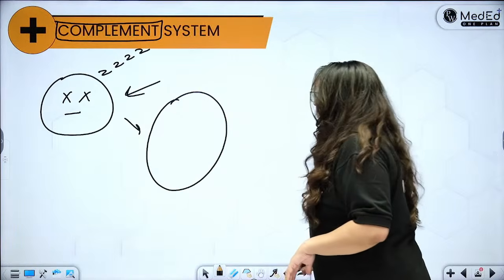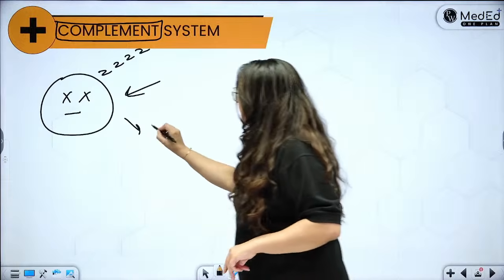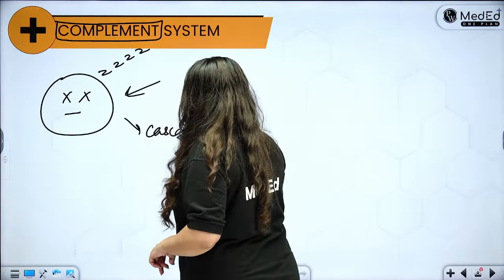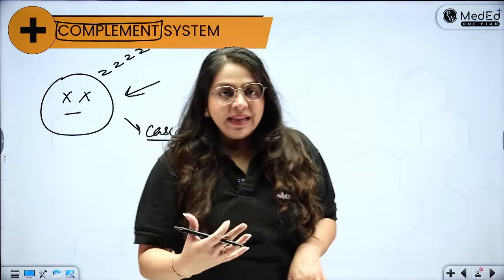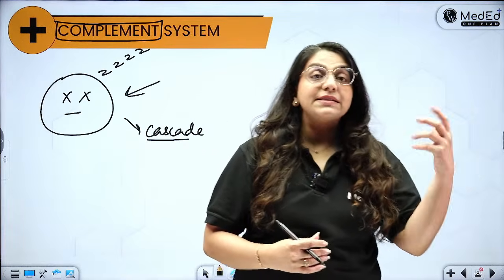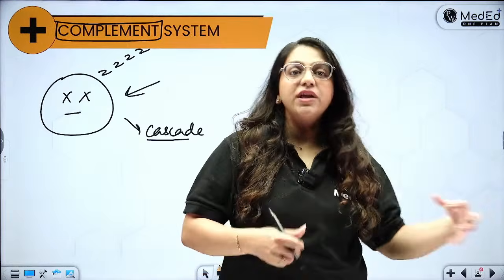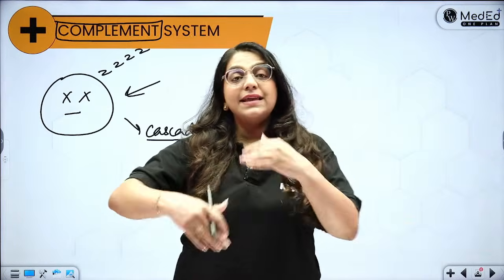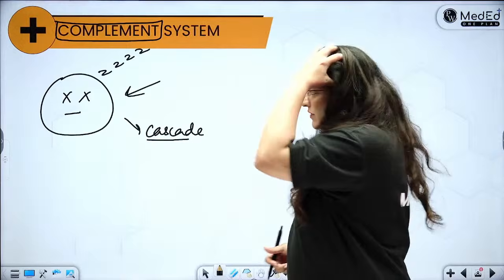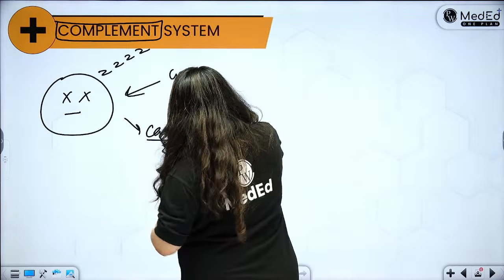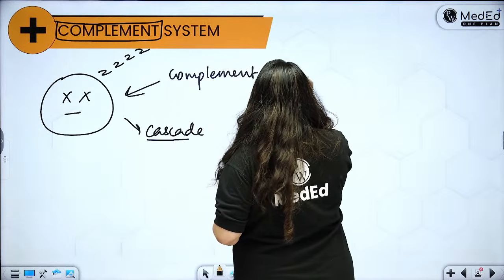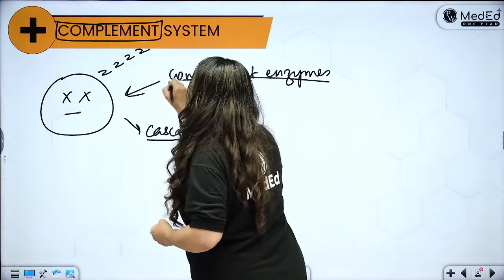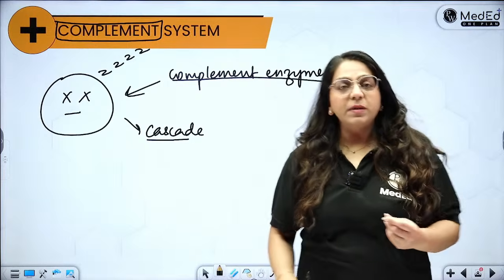What happens in complement activation? There is a cascade or waterfall effect, wherein inactive enzymes get activated and every enzyme activating the next step leads to a higher and larger reaction. It is like a chain reaction. So what are these complement enzymes? These are inactive enzymes which need to get activated by some kick. How many complement enzymes are there?